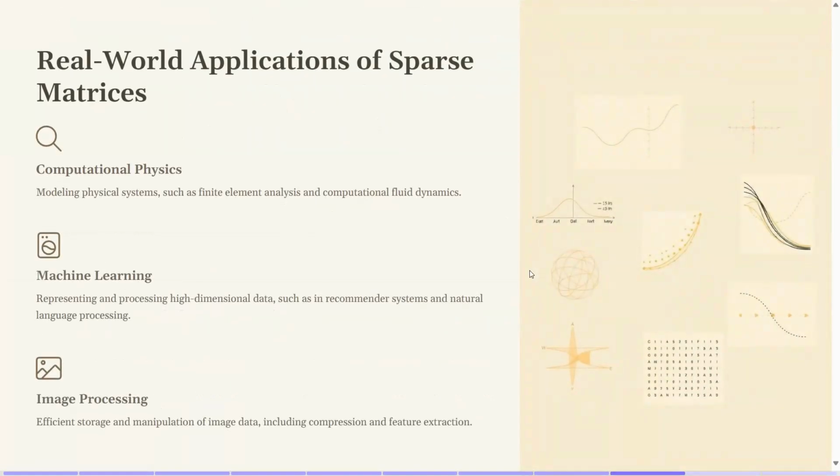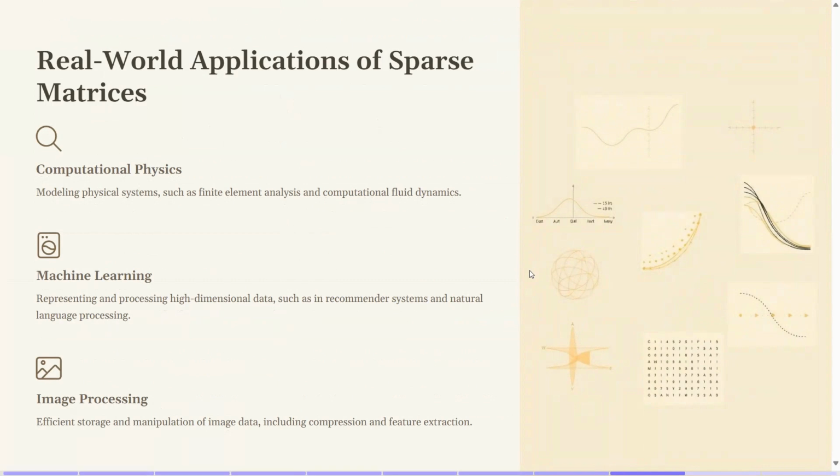Real world applications of sparse matrices. Generally, sparse matrices are highly efficient for both storage and computation, making them essential across a range of real world applications. So here are some real world applications. We can use them in computational physics, machine learning, image processing, graph theory and network analysis, data science, scientific computing and engineering, and many more.